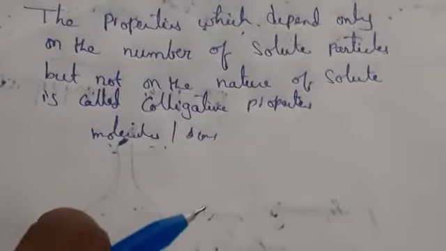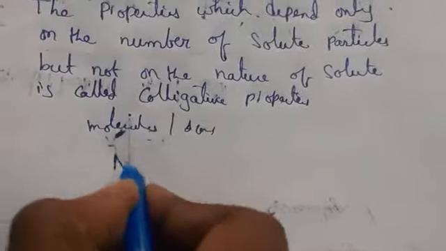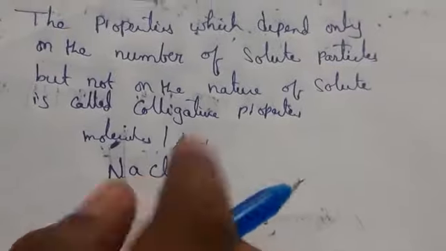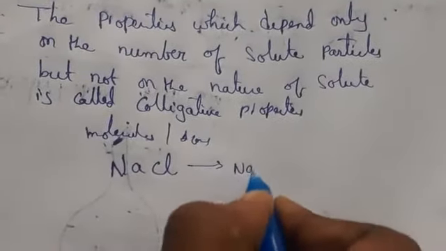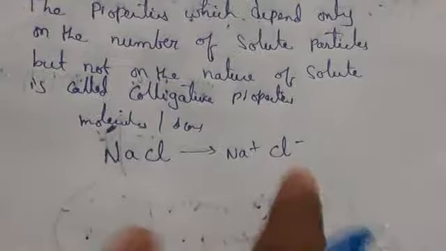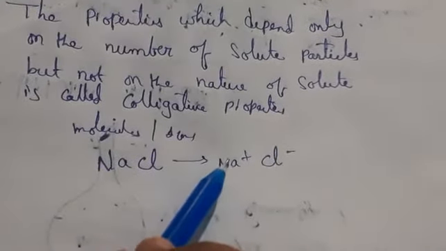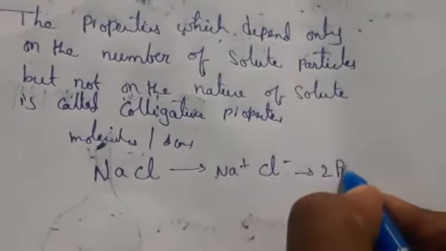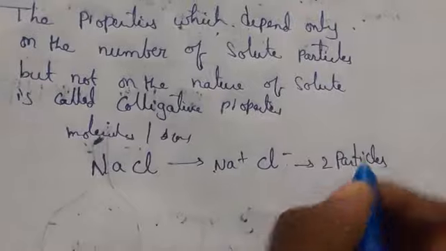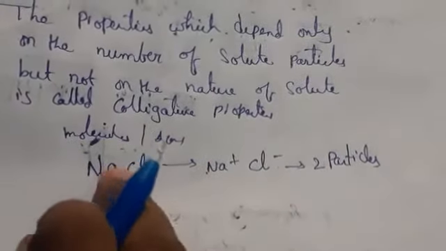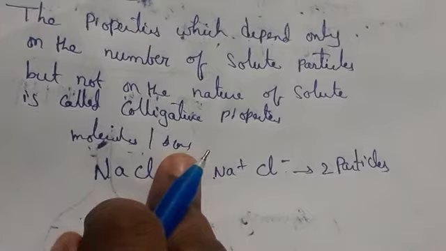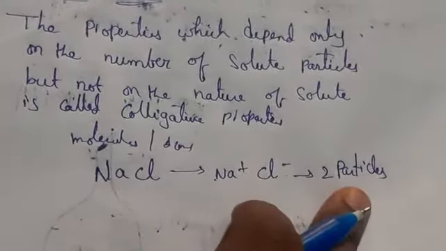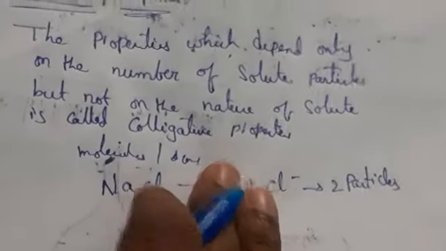Let us take NaCl, the compound I am taking. Here it is divided into Na plus and Cl minus. How many ions is it dividing into? One plus charge, one minus charge. So this indicates it is 2 particles. The molecule is the solute, so whatever solute we take, it is dividing into 2 particles, not depending on the nature of the solute.